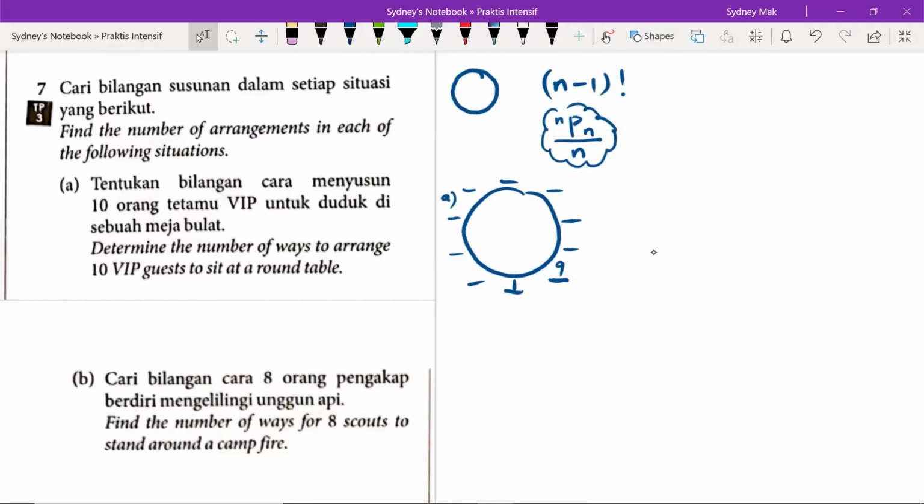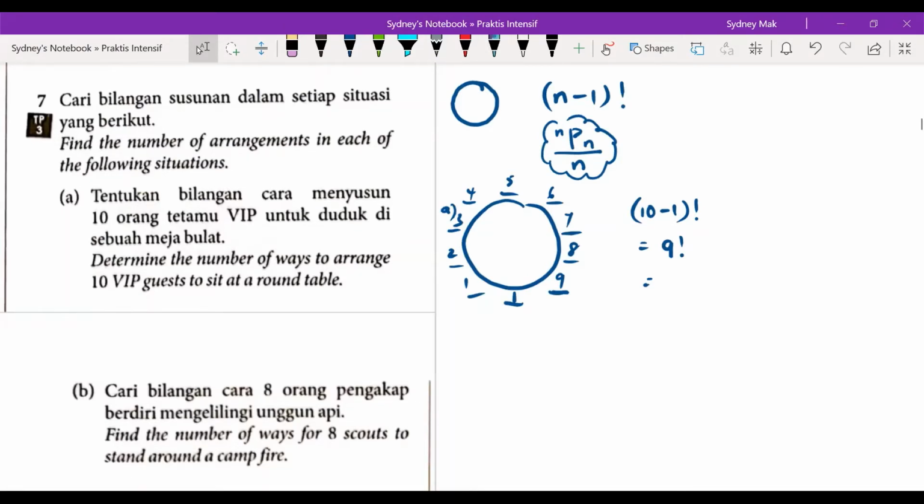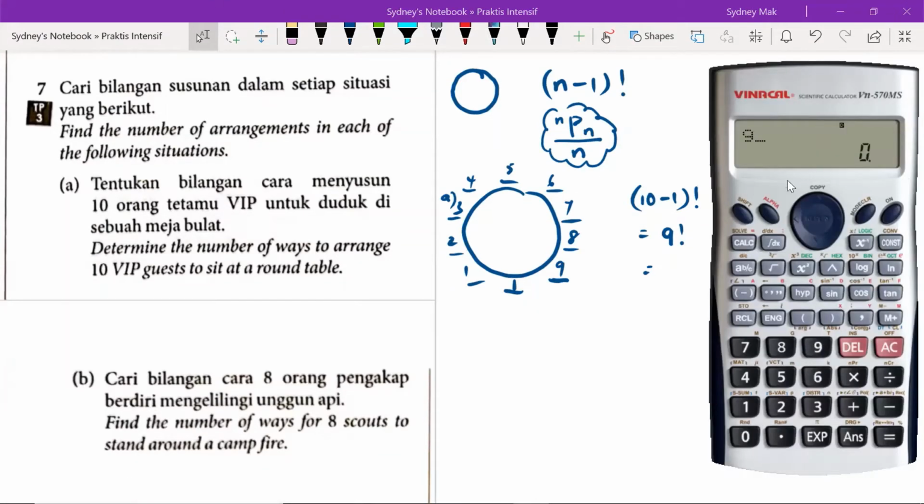Once one of them sits in, we're left with 8 people. So we will have 8, 7, 6, 5, 4, 3, 2, 1. That is when we see the application of 10 minus 1 factorial. We get 9 factorial. All right, so what is 9 factorial? We use the calculator to get the answer. We just use the factorial function. So 9, we shift this button. So up there you see x factorial, choose that.